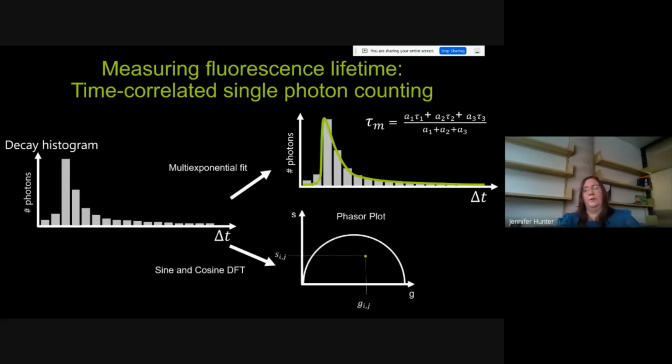We can also do Fourier space analysis, where we take the discrete Fourier transform and then plot the sine and cosine components into what we call a phasor plot. In this space, keep in mind that short lifetimes end up further out on the unit circle, and as we go around, we get longer and longer lifetimes, and the longest lifetimes are at the origin. In this case, each pixel in an image can then be broken down into either fluorescence lifetime exponential components, a mean fluorescence lifetime or tau mean, or a single point on a phasor plot.